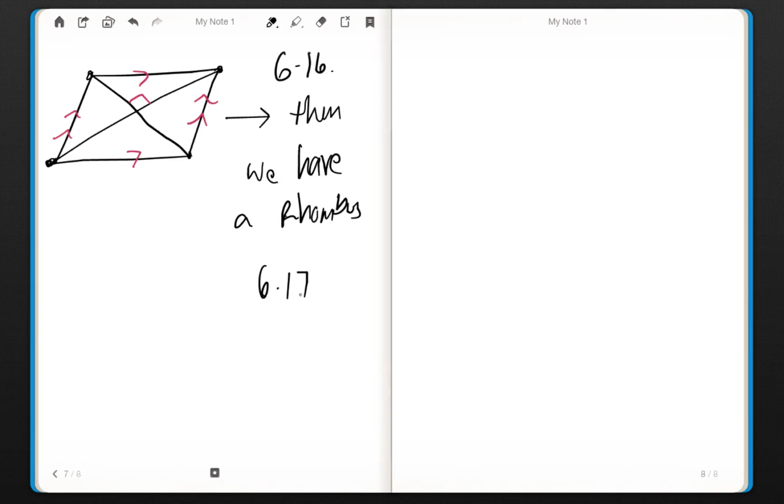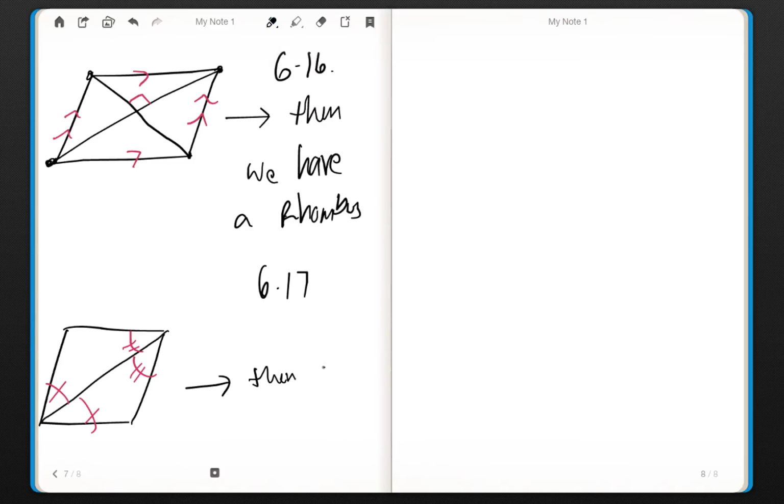For 617, if one diagonal of a parallelogram bisects a pair of opposite angles, then the parallelogram is a rhombus. It doesn't say both pairs, it just says one. So if one diagonal bisects, so we have this, and this, then we have a rhombus.